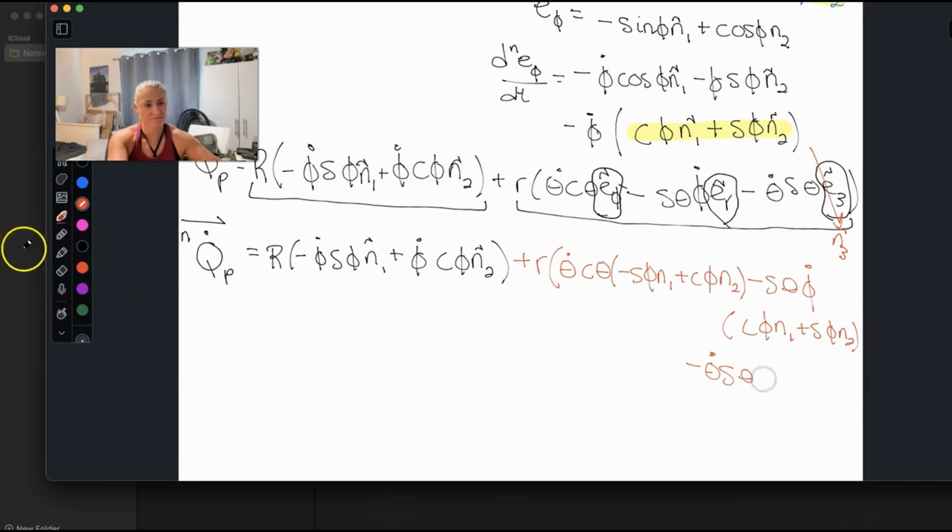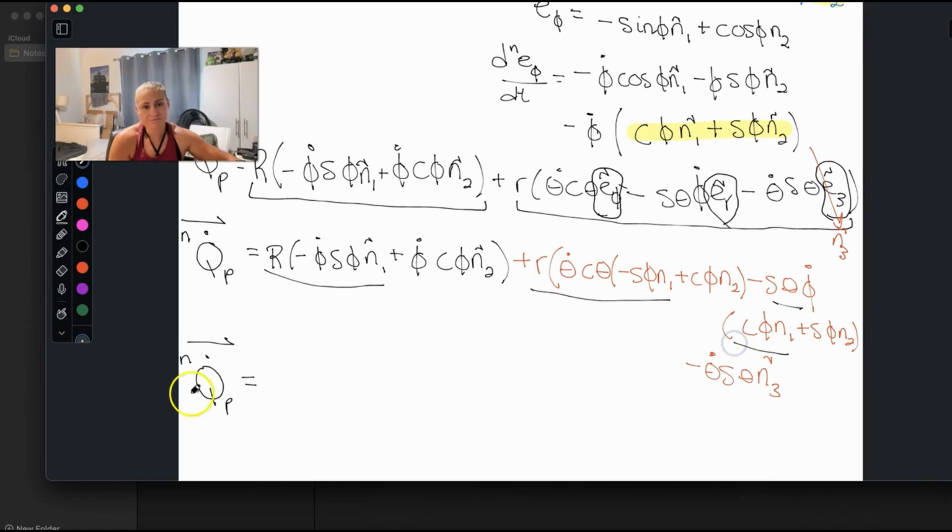So this is N3. All right, let's clean this up because this is a lot. Now I can officially write that this is the velocity vector of P viewed from the N frame. And this is going to equal, let's group our N terms. So we have an N here, we have an N here, and an N1 here.